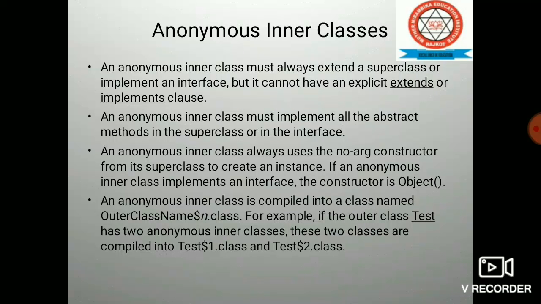Next topic is the anonymous class, the anonymous inner class. Anonymous means without a name. An anonymous inner class must always extend a superclass or implement an interface, but it cannot have an explicit extends or implements clause. An anonymous inner class must implement all the abstract methods of the superclass or the interface. In other words, an anonymous inner class is an inner class that does not have a name. The syntax to define an anonymous inner class is simply to use the new keyword and the class name.